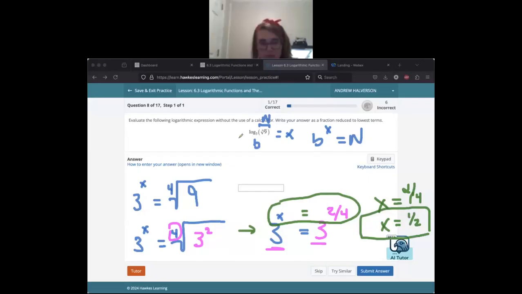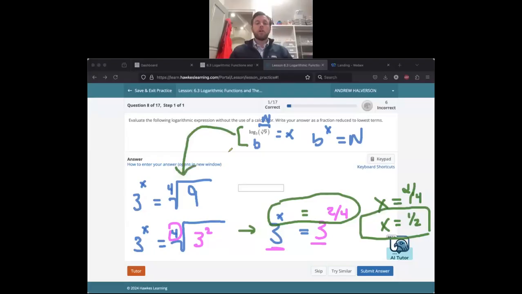So this first step was to translate from a log to an exponential. Then the goal is to get the bases to be the same, so that when the bases are the same, we can set the exponents equal to each other. That was the mission here. And as part of that, we had to remember the translation of roots, radicals, to fractional exponents.